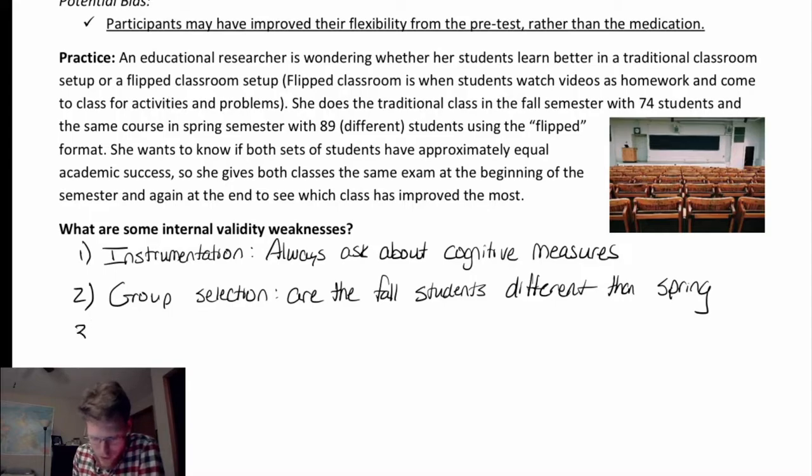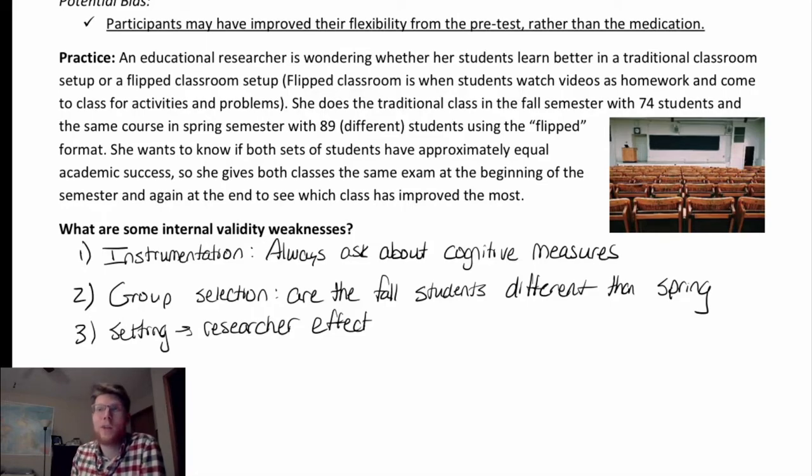Something I might mention, I'll mention setting, and I'll mention researcher effect. I think that would totally be relevant here. The instructor might teach differently depending on the mode of instruction, based on which one she thinks might be better. It might tempt her to care a little bit more and to go the extra mile, say in the flipped classroom environment, if that's the one that she believes in more.